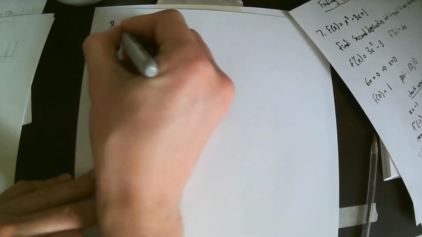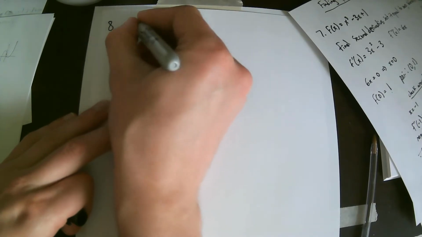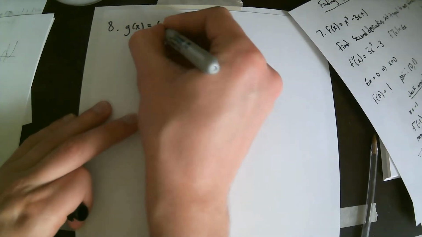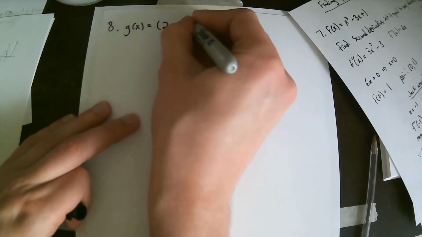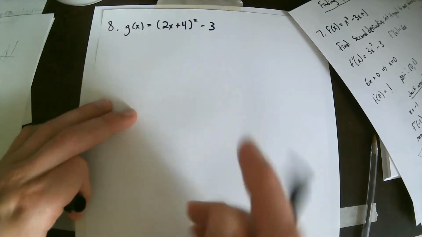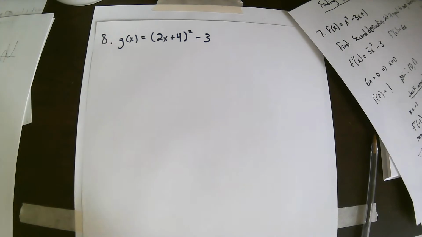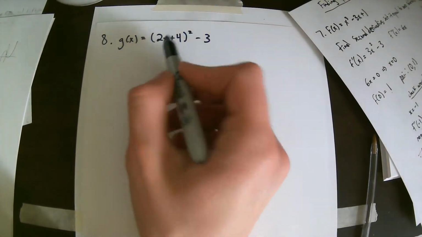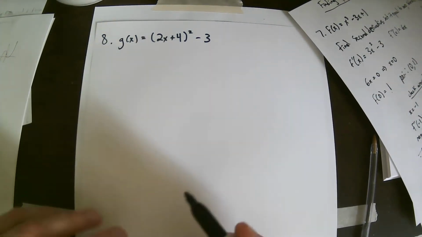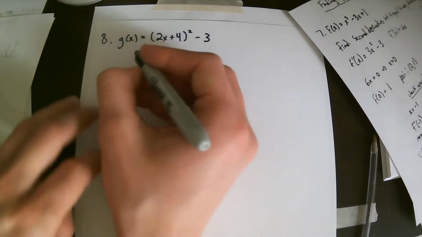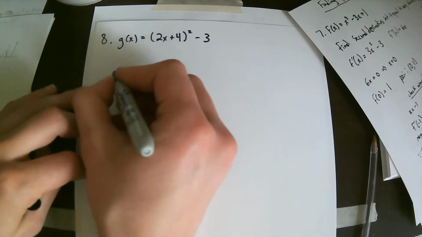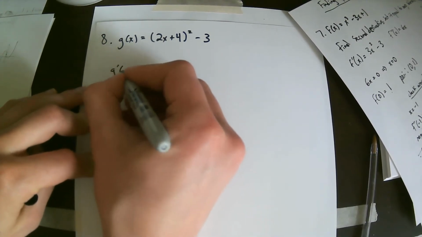Okay, number 8. g of x is equal to another polynomial, (2x plus 4) all squared minus 3. This kind of looks like the quadratics that you learned to graph in MS 112 pre-calculus. It looks a little bit different in here, but this would be a parabola. Anyways, g double prime, nope, g prime of x first.